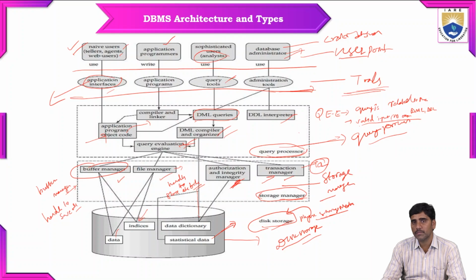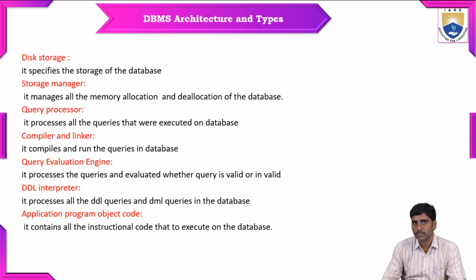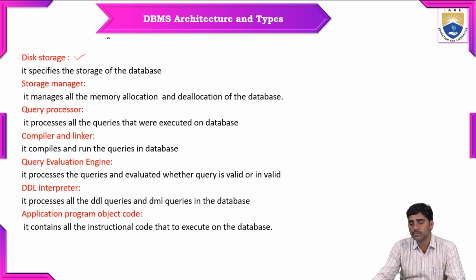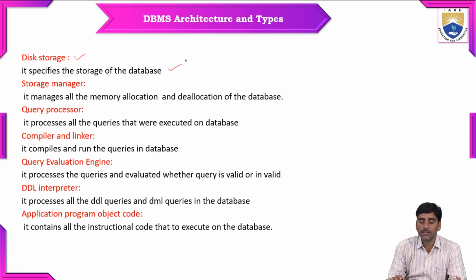So this is all about DBMS architecture and the components. Here we'll look at each and every one. Disk storage specifies the storage of the database. And the storage manager manages all the memory allocation and deallocation of the database. So who gives the memory for allocating the files, and for the deallocation of the database?